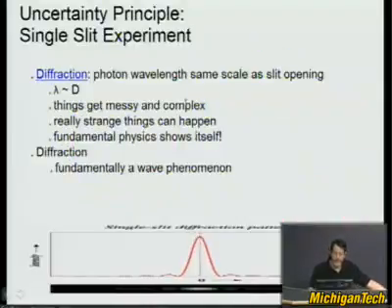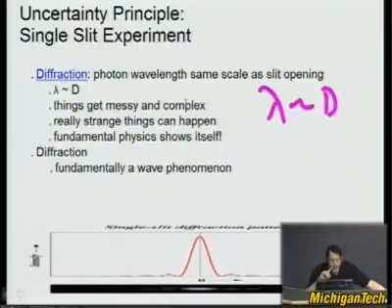Okay, the interesting cases are when lambda is on the order of d. Usually d is a few times lambda. So those are the most interesting cases. At that point, things get a little messy and complex, and the real strangeness of quantum mechanics begins to come out, and the fundamental physics begins to show itself. So what you see is essentially diffraction, which is fundamentally a wave phenomenon.